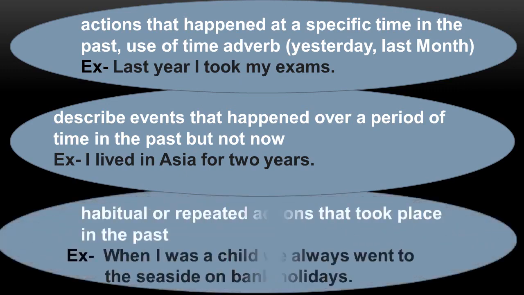Next use we have is habitual or repeated actions that took place in the past. That means simple past tense is used to describe habitual or repeated actions that took place in the past and now there are no more habitual actions. For example, when I was a child, we always went to the seaside on bank holidays. That used to happen a long time back when I was a child.